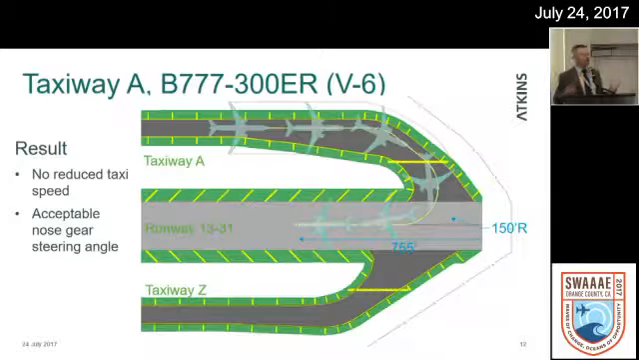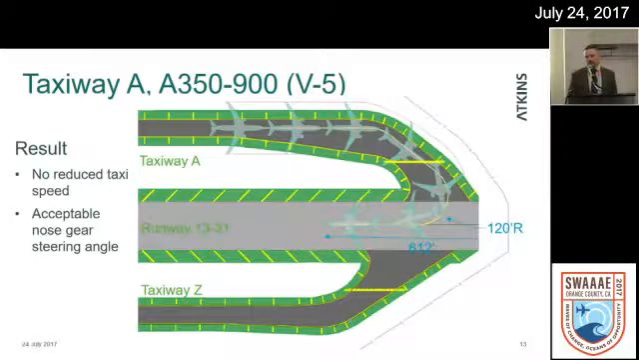So we loosened it up a little bit. Let's increase the radius, let the aircraft enter at a higher rate of speed. What we do here is we end up with a 150-foot radius, but the nose of the aircraft, when it becomes tangent to the runway, is 755 feet from the end of the runway. We've lost over 500 more feet of available takeoff distance.